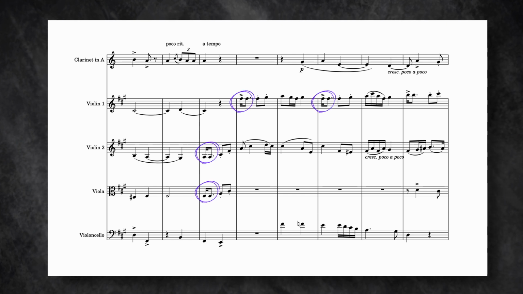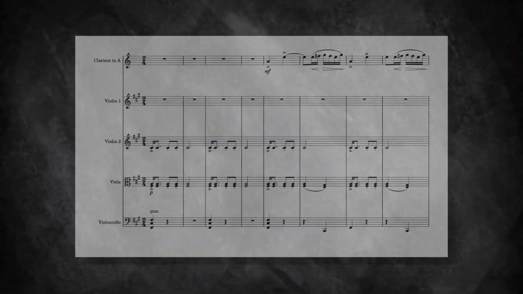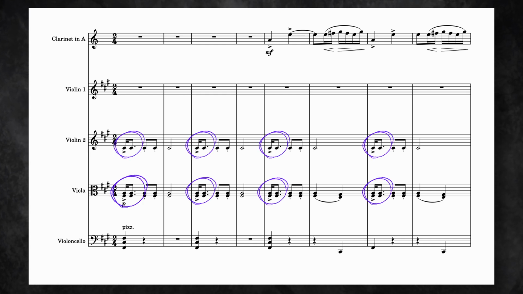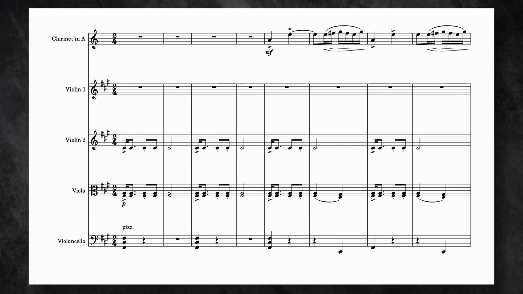Sometimes Coleridge Taylor uses the Scotch snap rhythm as an accompaniment to a main tune that's being played in another instrument. For example, take a look at the music at the very beginning of the piece. Can you see the Scotch snap rhythms in the second violin and viola parts? Now let's take a listen to the second violin and viola playing that.